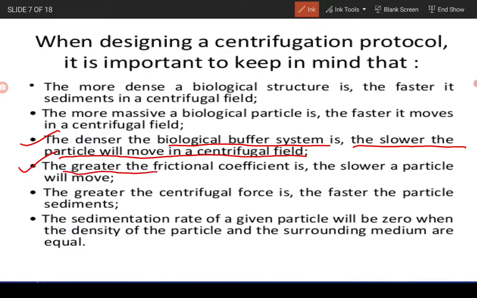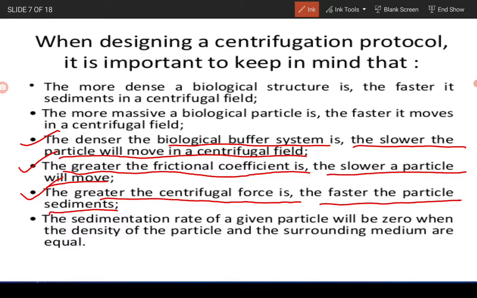The fourth point is, the greater the frictional coefficient is, the slower a particle will move. Again, the same point. If the biological buffer system gets denser, the frictional coefficient will increase. If the frictional coefficient increases, the slower the particle will move inside the medium. The next point is, the greater the centrifugal force is, the faster the particle will sediment. So if the centrifugal force towards the center increases, the faster the particle will move and the faster it will sediment, right?